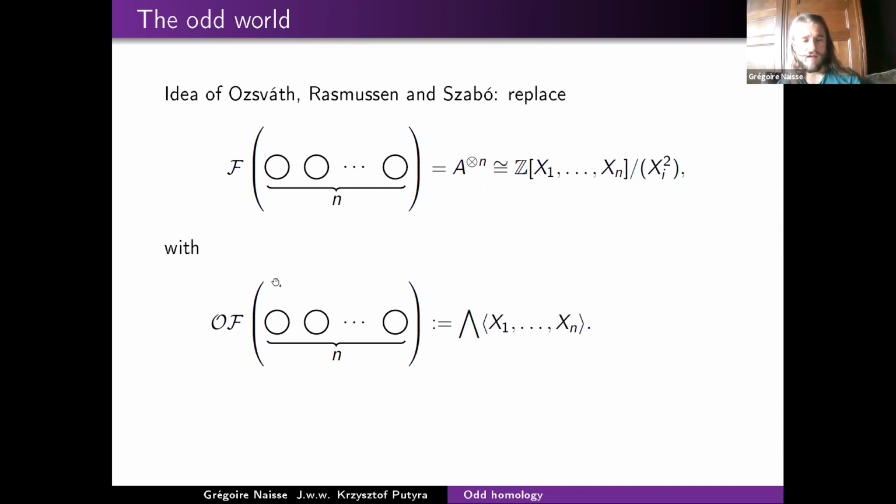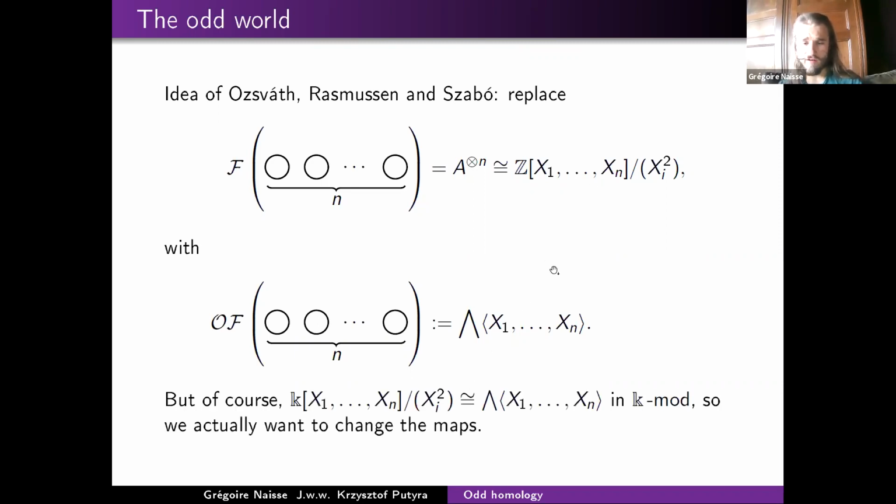But wait, maybe you are thinking, a TQFT has codomain the category of vector spaces. And as vector spaces, these two are exactly the same. So we have changed nothing. Well, yes, but the idea is that now we are going to change the maps associated to the cobordisms, and the way we define these maps, we will use this exterior algebra structure.